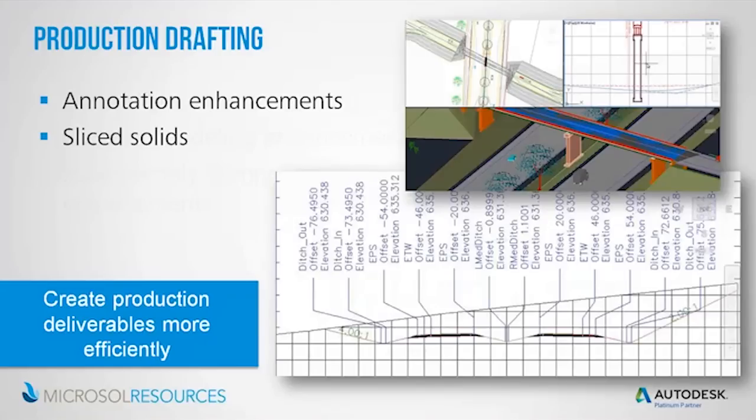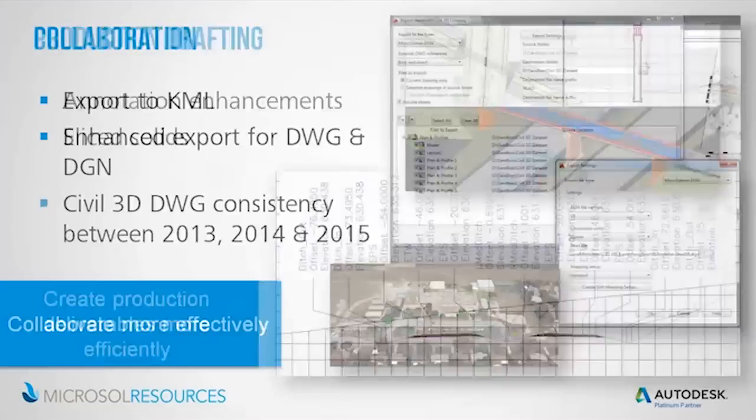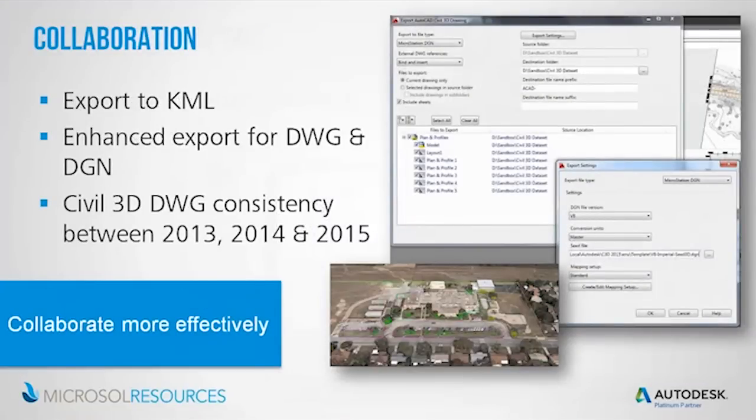And Slice Solids refers to the ability to add AutoCAD 3D Solids to your Civil 3D sections or profiles. So the ability now to have a little bit more control over how AutoCAD Solids appear in projected views goes a long way, and you'll certainly get a demonstration on that as well. And then last but not least, some of the collaboration tools.